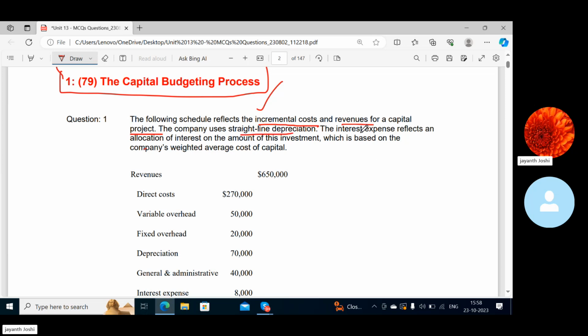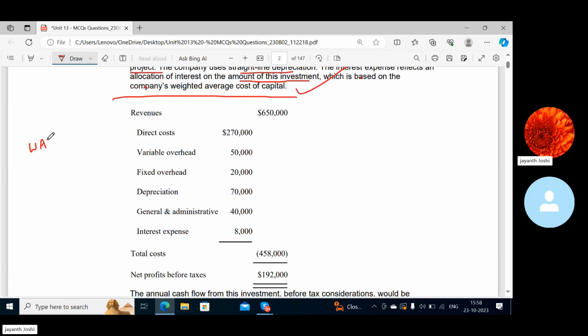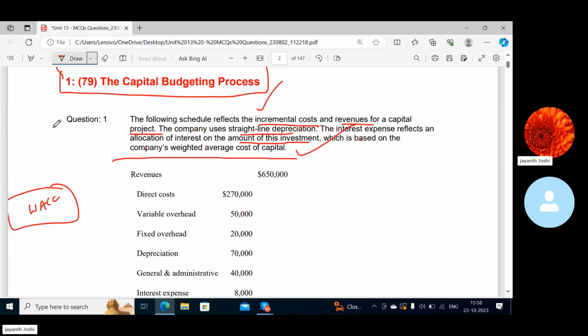The interest expense reflects an allocation of interest on the amount of this investment. So the interest expenditure has been incurred for this particular project. It seems that's the reason why it has been allocated to this, which is based on the company's weighted average cost of capital. I know WACC is a new concept for you, but don't worry. This is like the required rate of return, right?